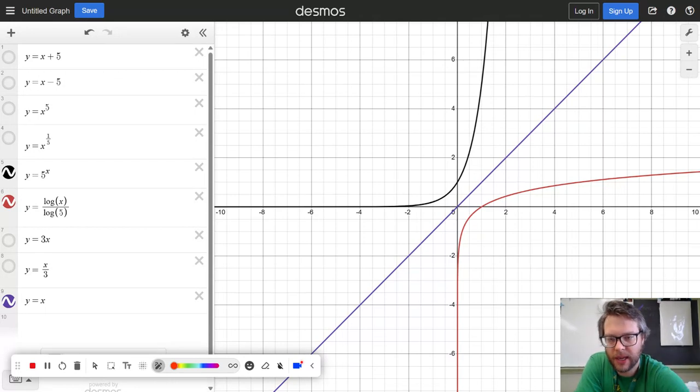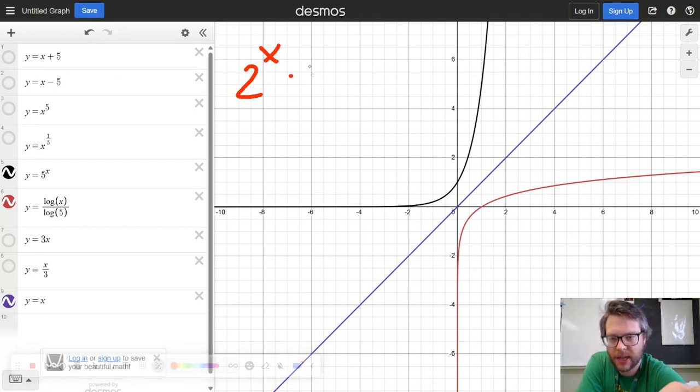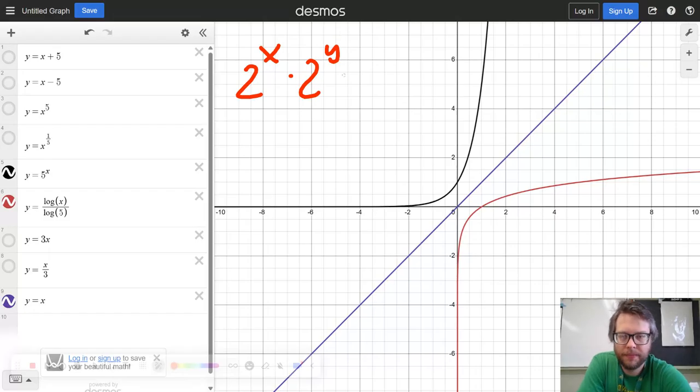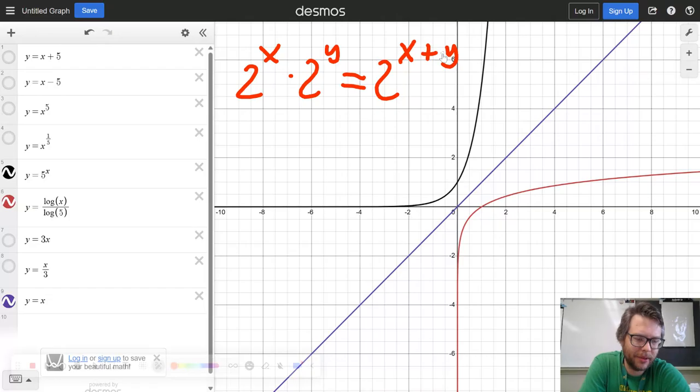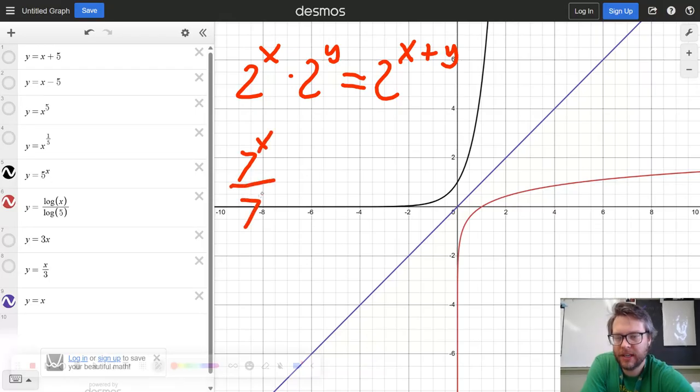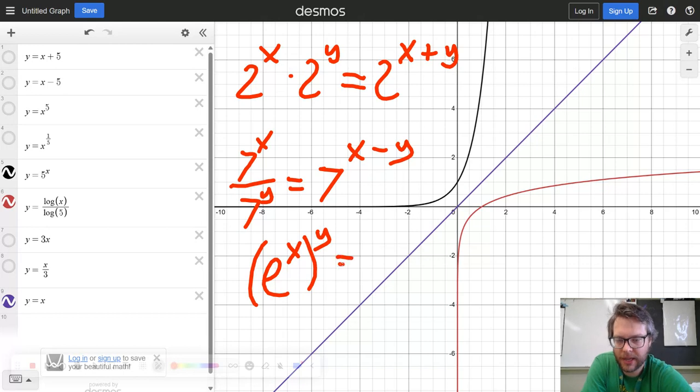If I had something like 2 to the x times 2 to the y, I can make that 2 to the x plus y. The 2 is not important. It could have been 5 to the x times 5 to the y. It could be 7 to the x times 7 to the y. As long as the base is the same, you can add the powers. And similarly, if I did 7 to the x divided by 7 to the y, I'd make that 7 to the x minus y. If I had e to the x raised to the y, I could make that e to the x times y.